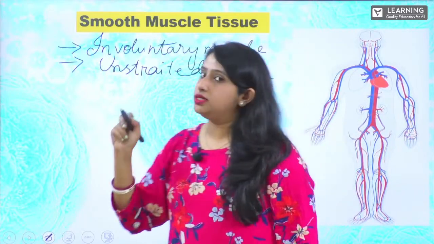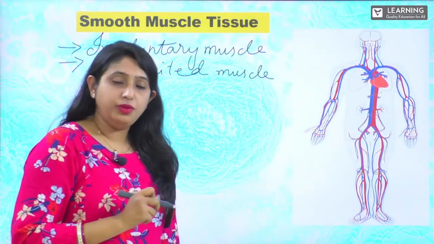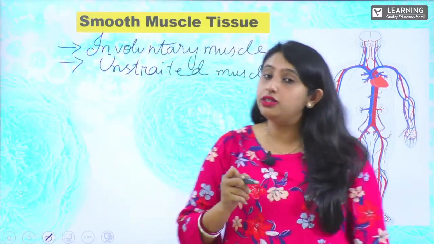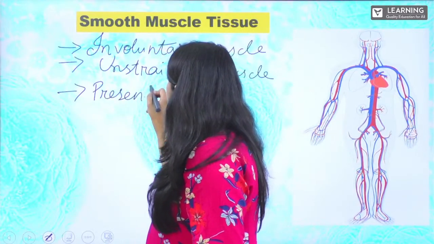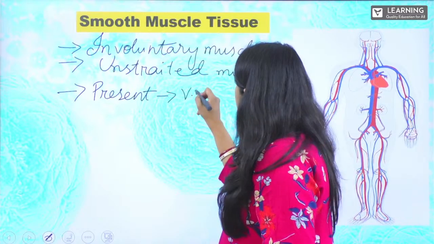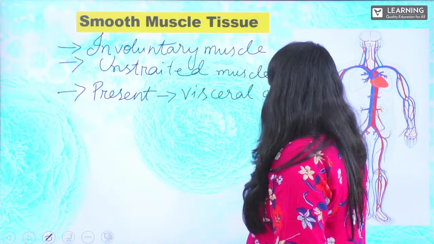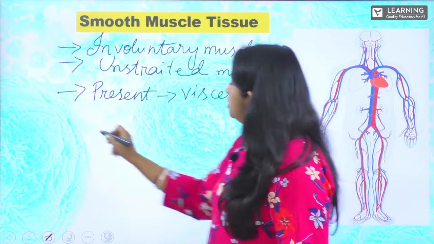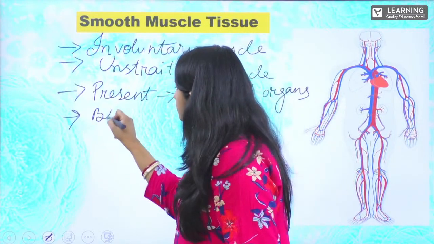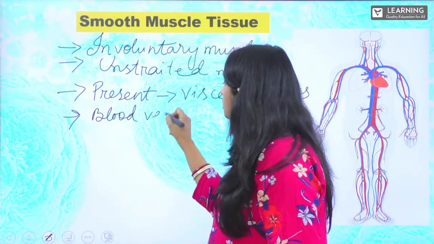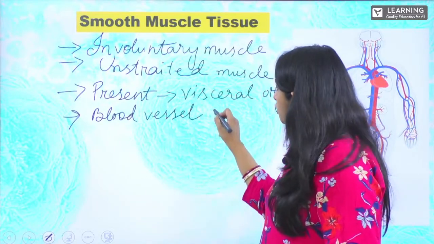So, where are they present? They are present in the blood vessels and also in the visceral organs. For example, the blood vessel. How is the shape of them?